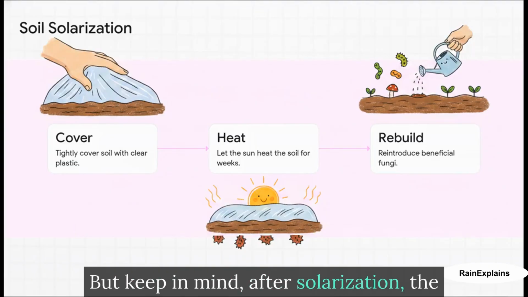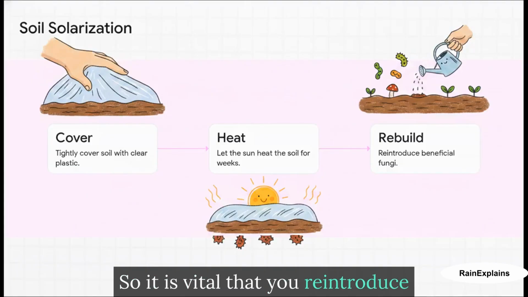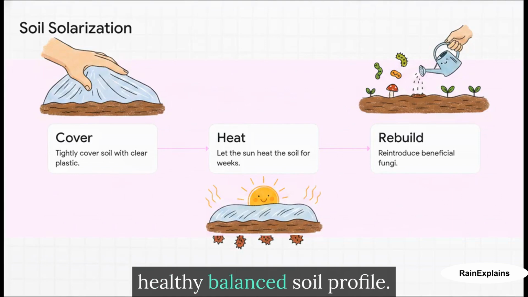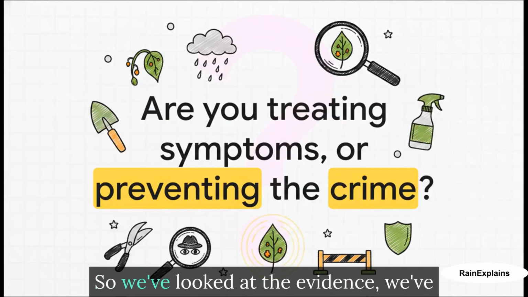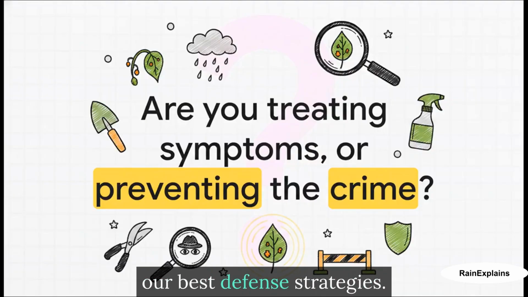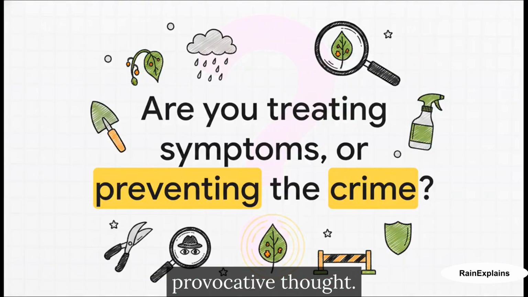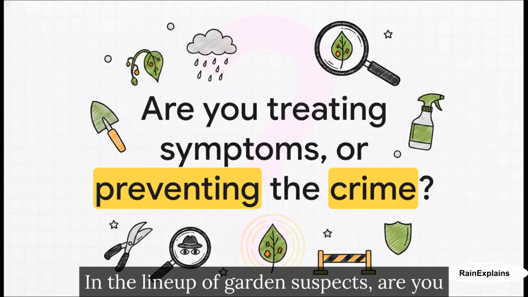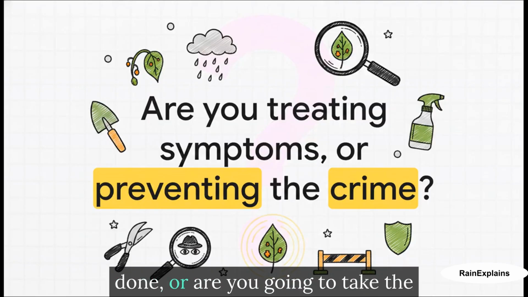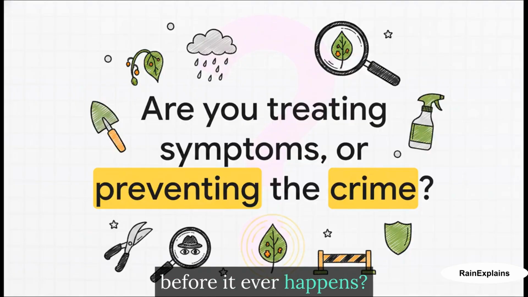But keep in mind, after solarization, the soil is kind of like a blank slate. So it is vital that you reintroduce beneficial fungi and bacteria back into the ecosystem so you can rebuild a healthy, balanced soil profile. So we've looked at the evidence, we've identified the culprit, and we've laid out our best defense strategies. I want to leave you with this final provocative thought. In the lineup of garden suspects, are you just waiting around to treat the symptoms after the damage is already done, or are you going to take the necessary steps to prevent the crime before it ever happens?